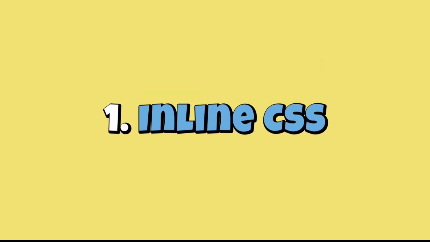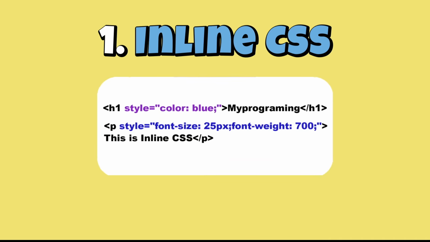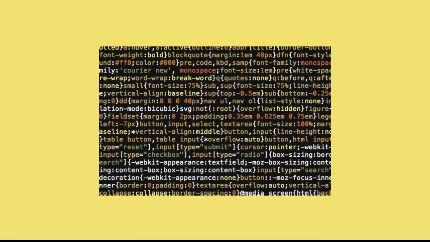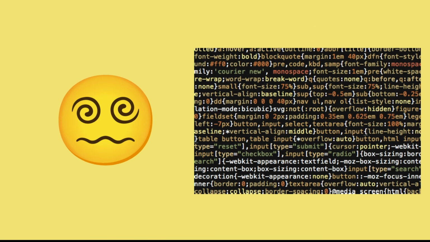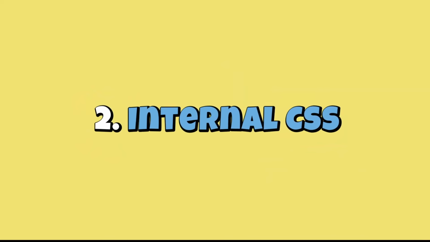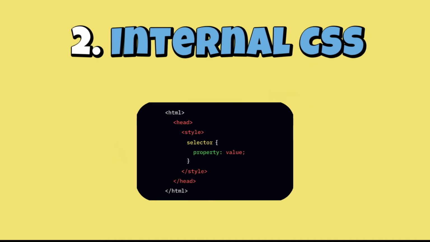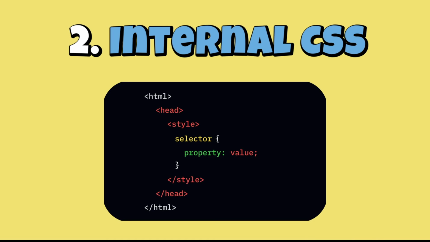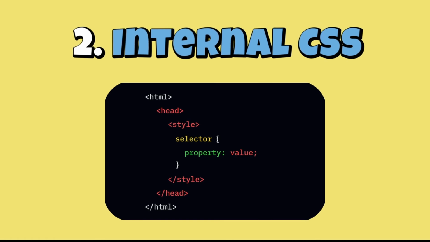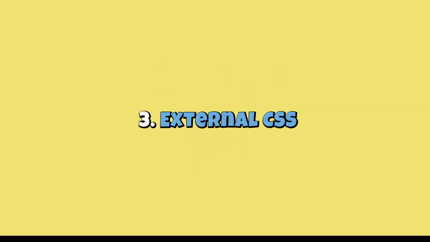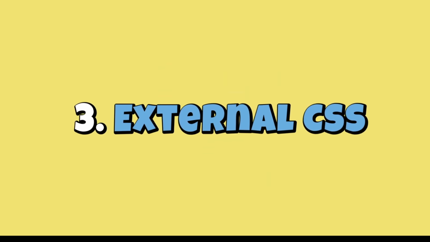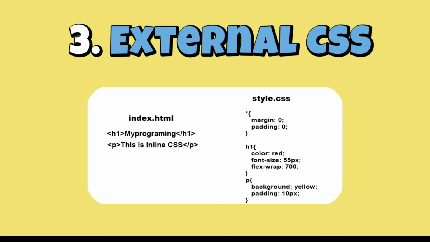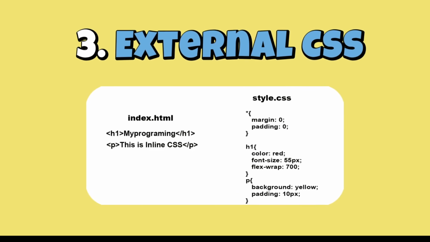First one is inline CSS, which is written inside the tag with a style attribute. It is a very messy way of writing CSS, so it's not generally preferred. Another way of writing CSS is internal CSS, which is written inside a style tag, which again is still a messy way of writing CSS, but it's generally better than writing inline CSS. And the last and the most professional way of writing CSS is external CSS, where we make a separate .css file to write our CSS code.